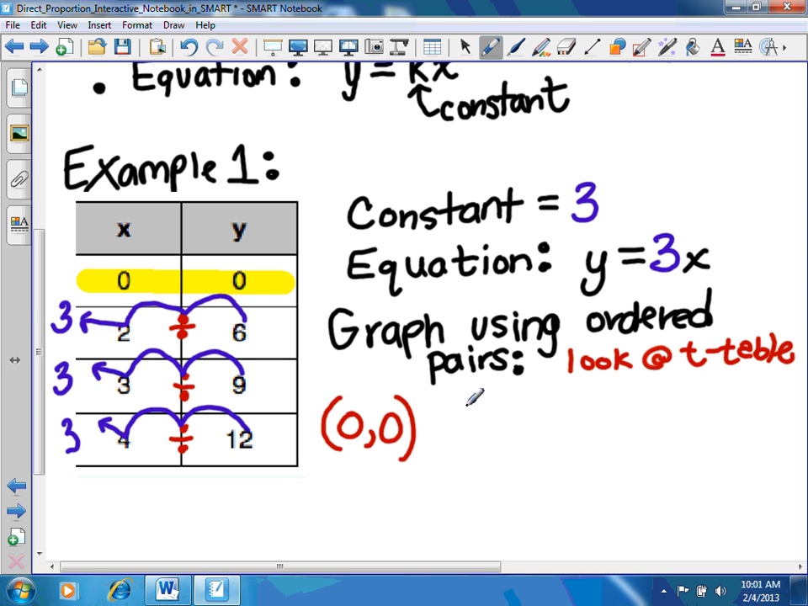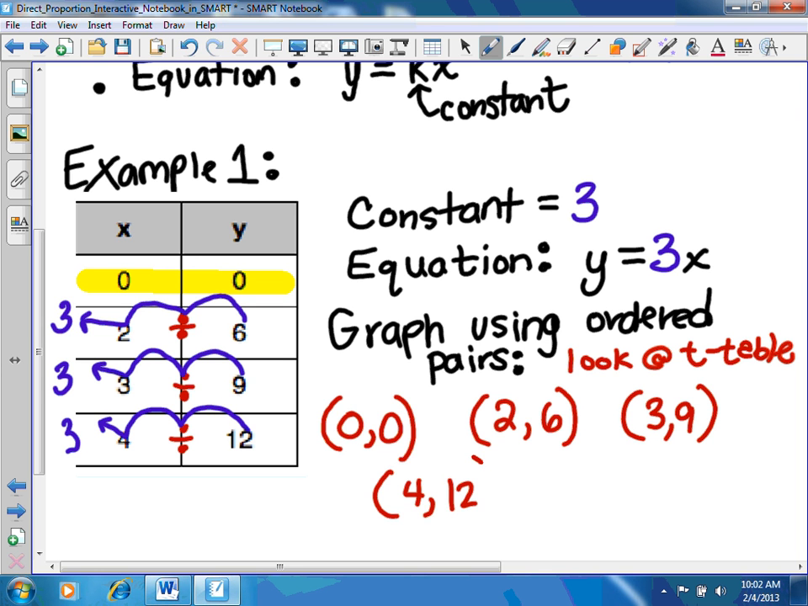What's the next ordered pair? 2, comma, 6. Okay, what's the next ordered pair? 3, comma, 9. The last ordered pair? 4, comma, 12. That would be our 4 dots, 4 points that we would connect using a ruler to graph this direct proportion.